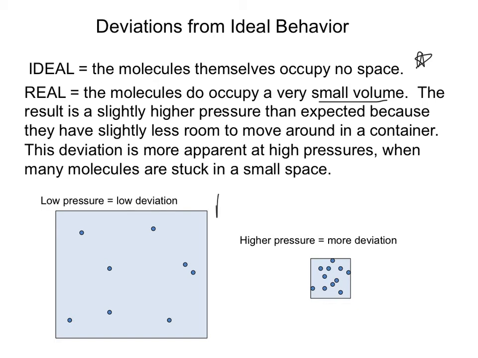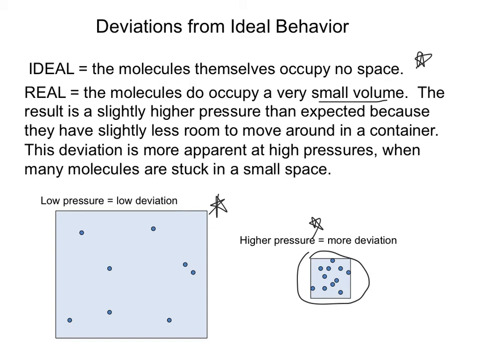Now, when we're at low pressure, we don't really see this deviation. It's not really a big deal. That's why we can make those assumptions. However, when we start to do chemistry or basically run reactions or do processes at really, really high pressures, this difference, or this volume of those particles, starts to make a bigger impact in terms of the pressure.